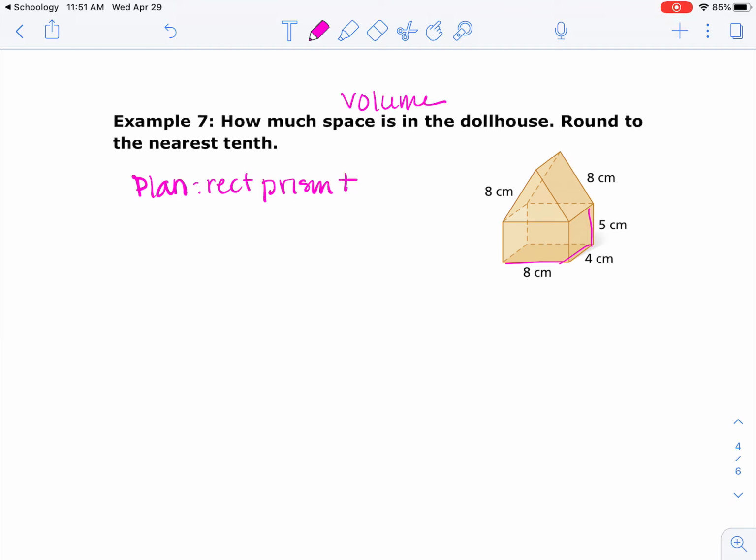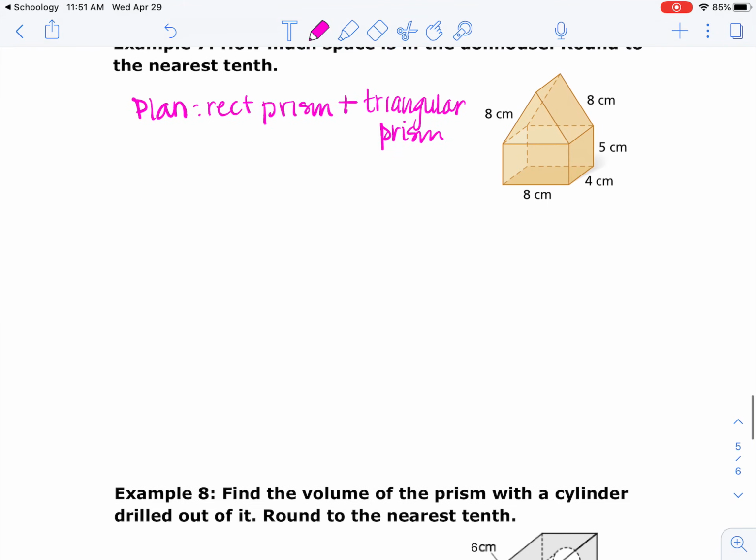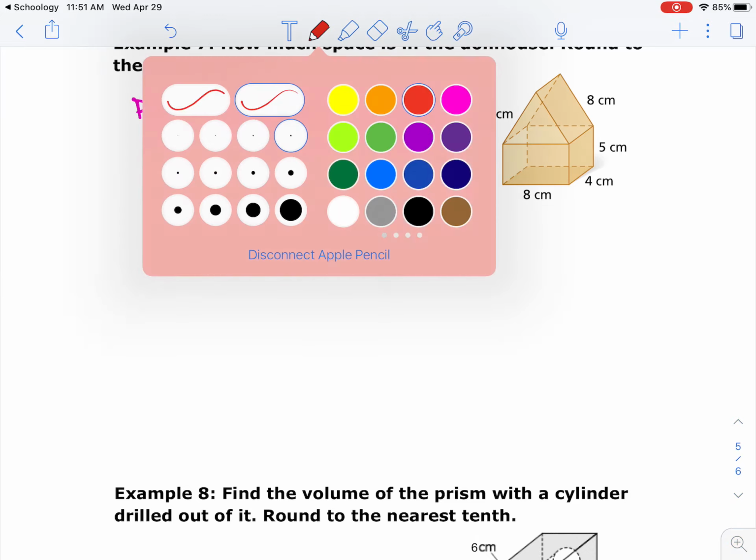And to that I need to add the top part, which I need to know what this is. So there's a triangle base connected by rectangles. So this is a triangular prism. So I'm going to find the volume of each of those and then add it up. All right, so let's start with the easy peasy one. Let's start with the rectangular prism, okay?